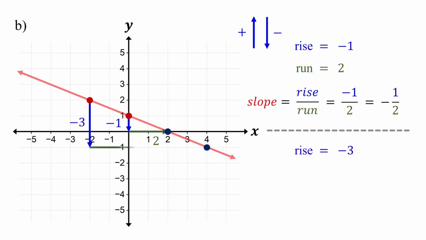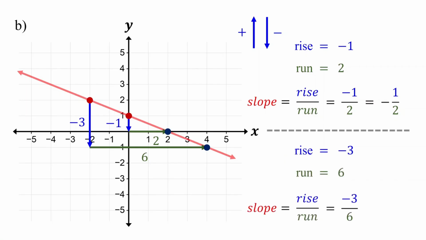Then, we need to move to the right 6 units. So, the run is 6. Therefore, the slope is -3 over 6. If you divide both numbers by 3, it simplifies to -1 over 2, the same slope we found earlier, right? So remember, the slope is always the same regardless of which points you choose. It is a fundamental property of the line, not dependent on specific points.